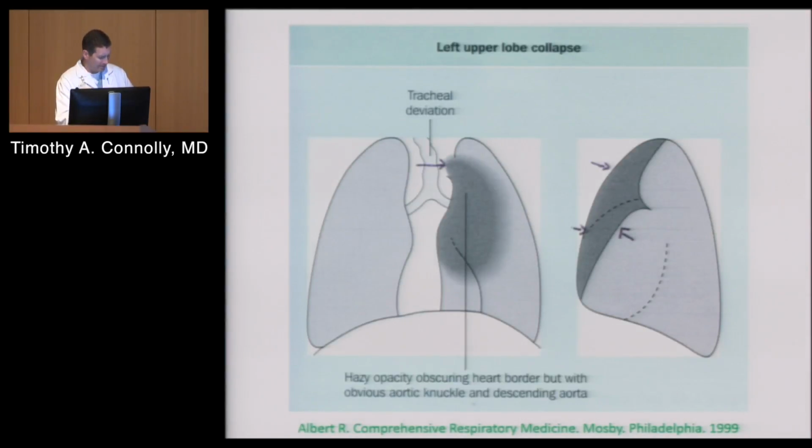Left upper lobe collapse. Mirror image of the other side to an extent. Again, tracheal deviation. A good thing to keep in mind when you see the trachea move one way versus the other, if it's being pushed, it's going to move away. If it's collapsed, it's pulled towards.